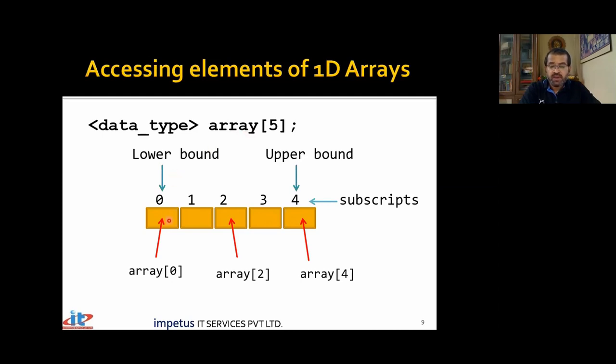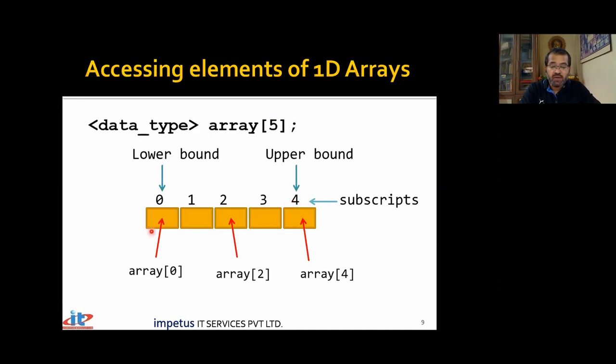Every element inside this group will have a subscript. The first element has a subscript of 0, the second has 1, the third has 2, the fourth has 3, the fifth has 4. So the subscript of the first element is 0, and if this is the last element, it is 4. The size of the array was 5, so the subscript of the last element is size minus 1, that is 4.